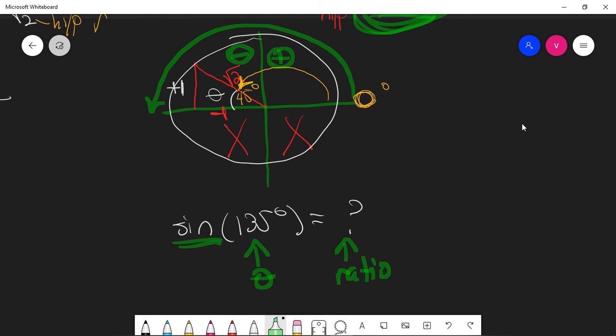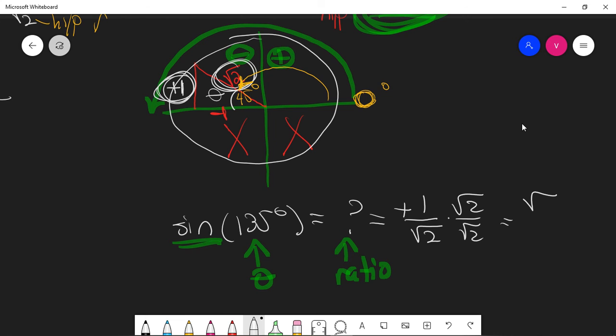So what do you have to do? You just go to 135 degrees, which you have right here. And what is the sine here? Opposite over hypotenuse. The sine is going to be positive 1 over the square root of 2, which when you rationalize it will equal square root of 2 over 2. And that is your answer.